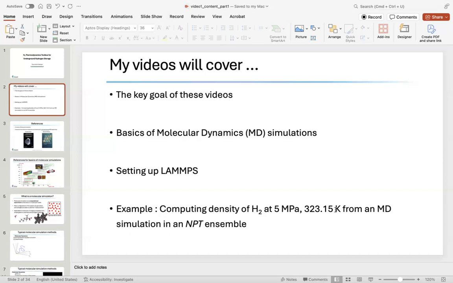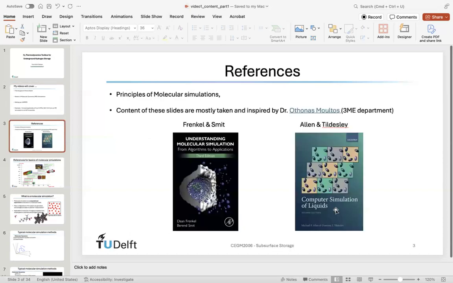And hopefully this will help you get started into this entire thing. Okay, now let's get into the basics of molecular dynamics. My aim here is not to tell you all the details and all the basics, because these are pretty well documented in many good reference books.